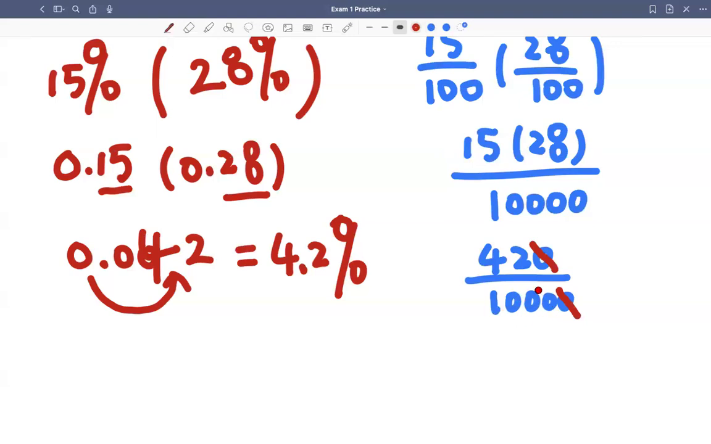If I cancel out one 0 from here, I need to put a decimal point here. So that's exactly 4.2%. Okay, so that's 2 ways of doing this, but you can always use a calculator to do the job. All right, that's it for this question.